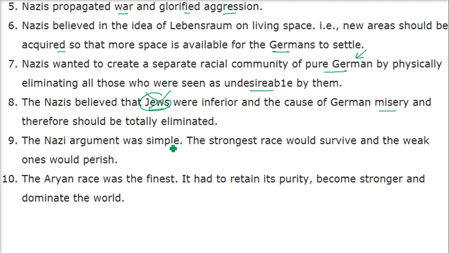The Nazi argument was very simple. The strongest race, they took the idea from Darwin's theory: the strongest race would survive and the weak should perish. The Aryan race, that is the race they belonged to, was the finest, and they should do something to retain the purity, become stronger, and dominate the world. This is the Nazis' outlook.